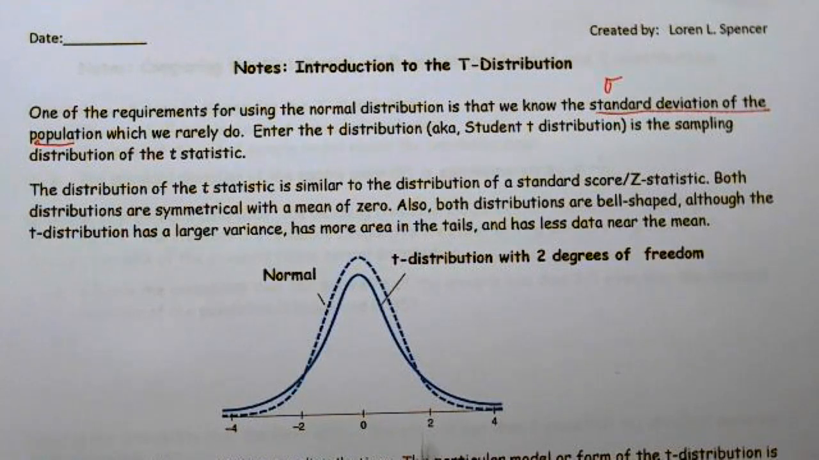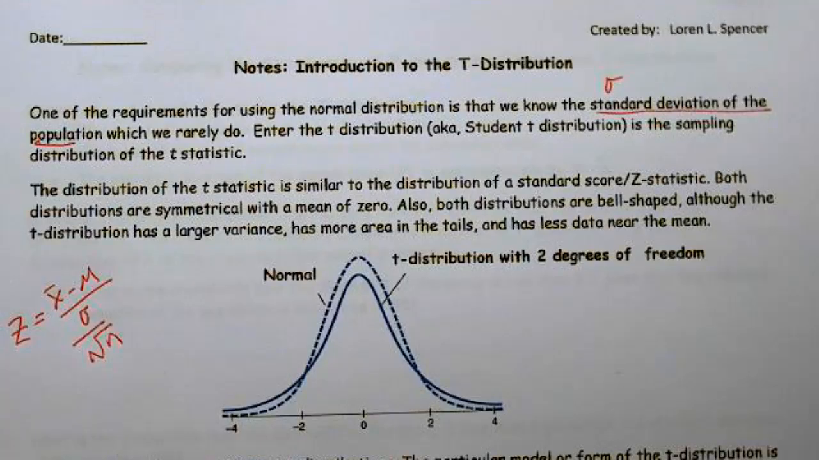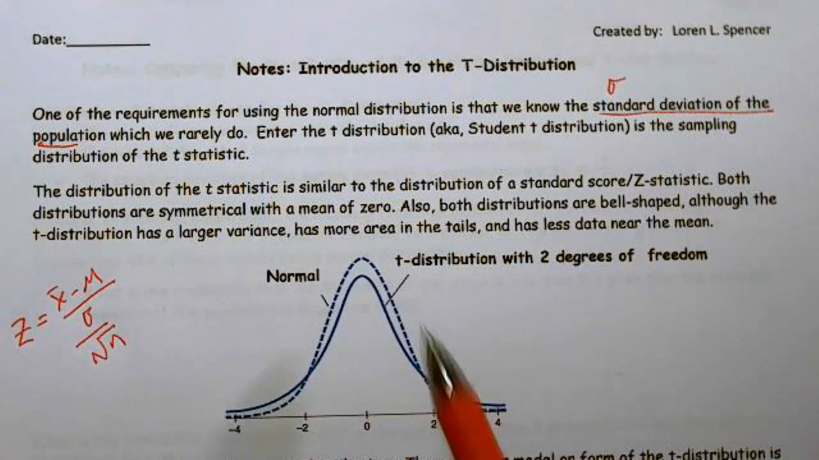The t-distribution is very, very similar to the normal. When we were working with the normal, we were working with a formula that looked like this: x bar minus mu, divided by the standard deviation of the population over the square root of n. So that was with the normal. Well, the t-distribution is a very similar distribution, and it's also mound-shaped. It's centered at 0.